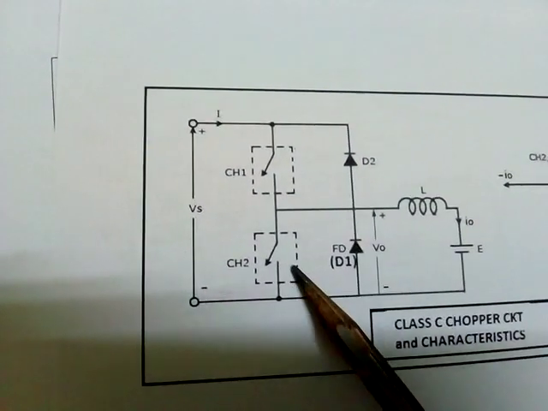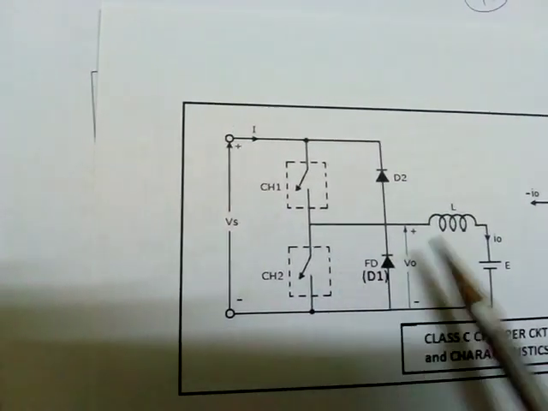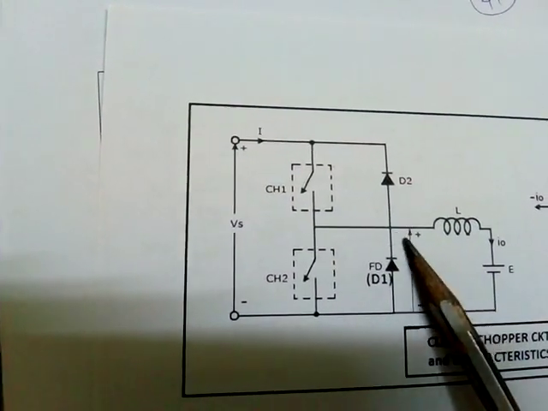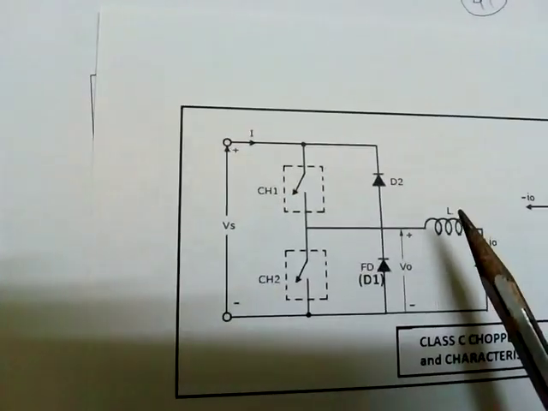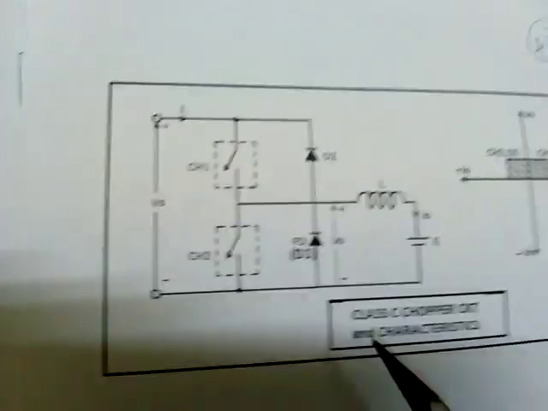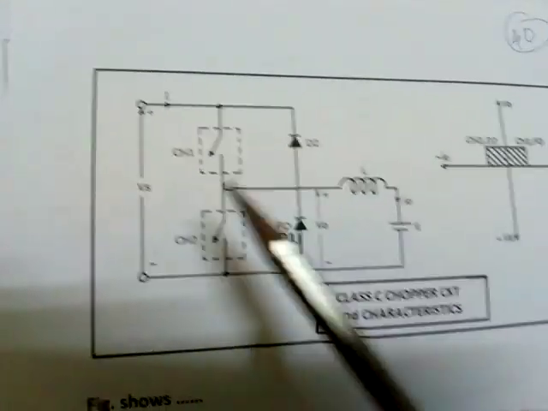Now if we switch off this, current will be negative, but it will now start decreasing. Now current will flow like this and like this and like this. Energy will be fed back to the supply. Hence this is called as regenerative chopper.